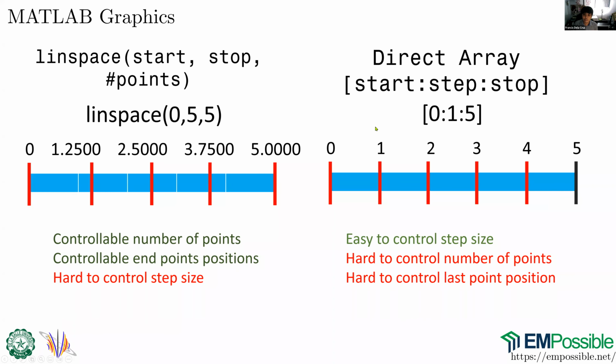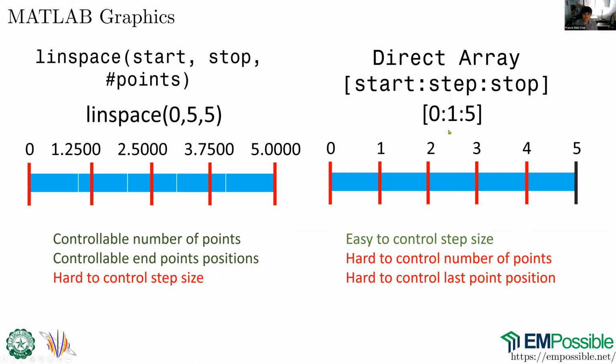For the direct array, you have a start, you have a step, and you have a stop. So what is the advantage of the direct array? For the direct array, it is easy to control the step size. For example, the step size is 1. You start from 0, so there would be 0, 1, 2, 3, and 4. What is the disadvantage of a direct array? It would be hard to control the number of points.